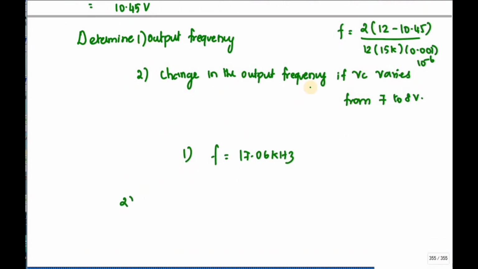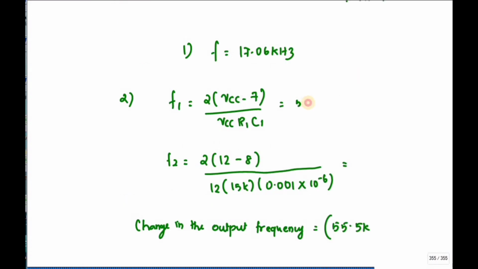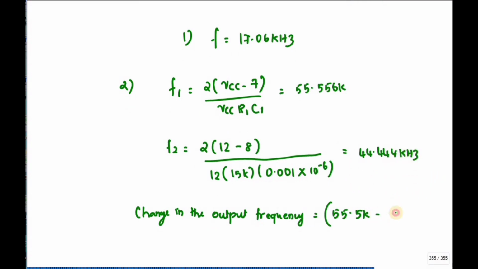Next, change in the output frequency if VC varies from 7 to 8 volt. So F1 is equal to 2 into 12 minus 7, divided by 12 into 15K into 0.001 microfarad. If you solve, you will get the answer as 55.56 kilohertz. So F2 is equal to 2 into 12 minus 8, here VC is 8, divided by the same denominator value, you will get 44.44 kilohertz. So change in output frequency is F1 minus F2, that is 11.112 kilohertz.